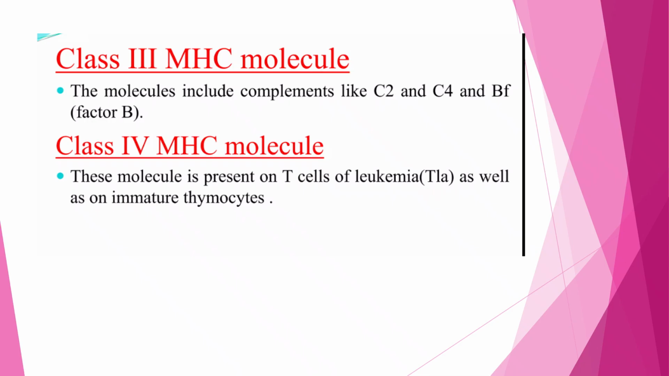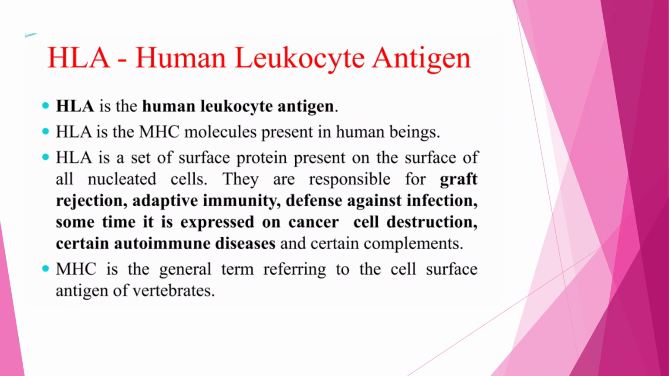Then class 3 molecules are usually present in complement proteins such as C2, C4 and so on. And class 4 MHC molecules are also not that important. They are usually present on the T cells of leukemia or immature thymocytes.